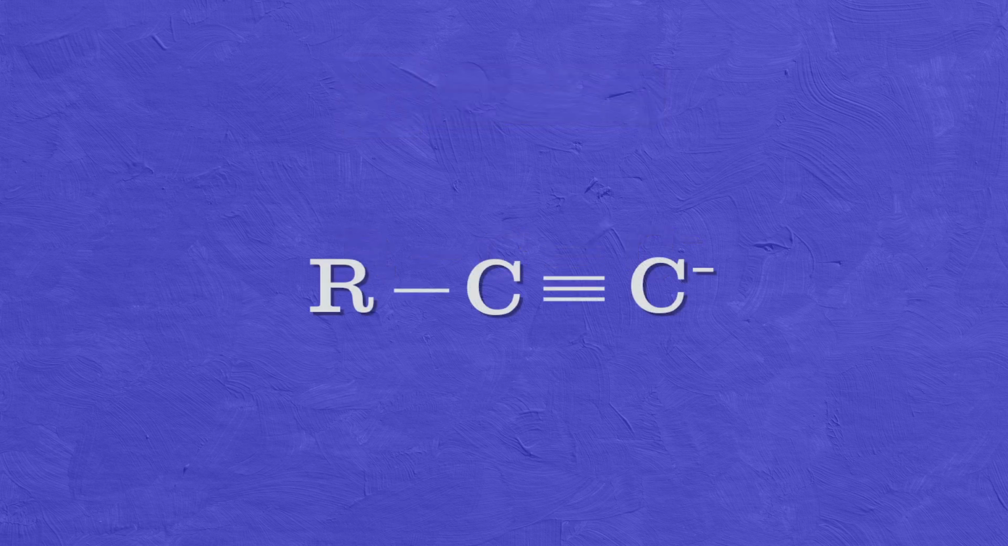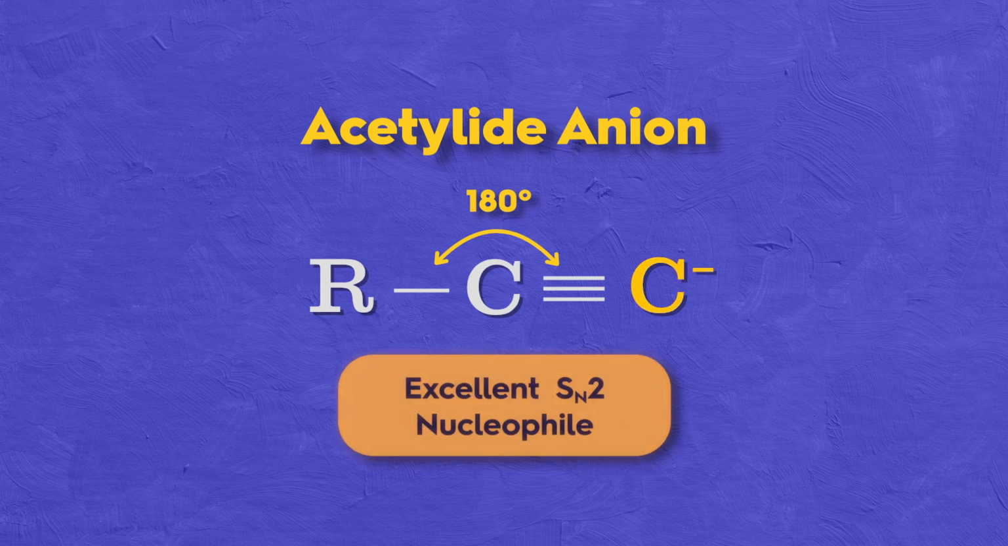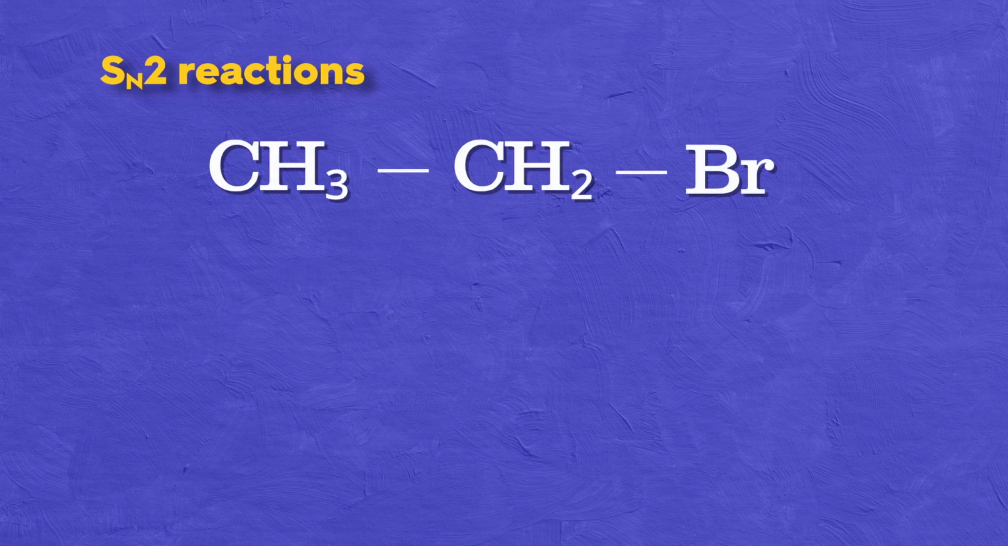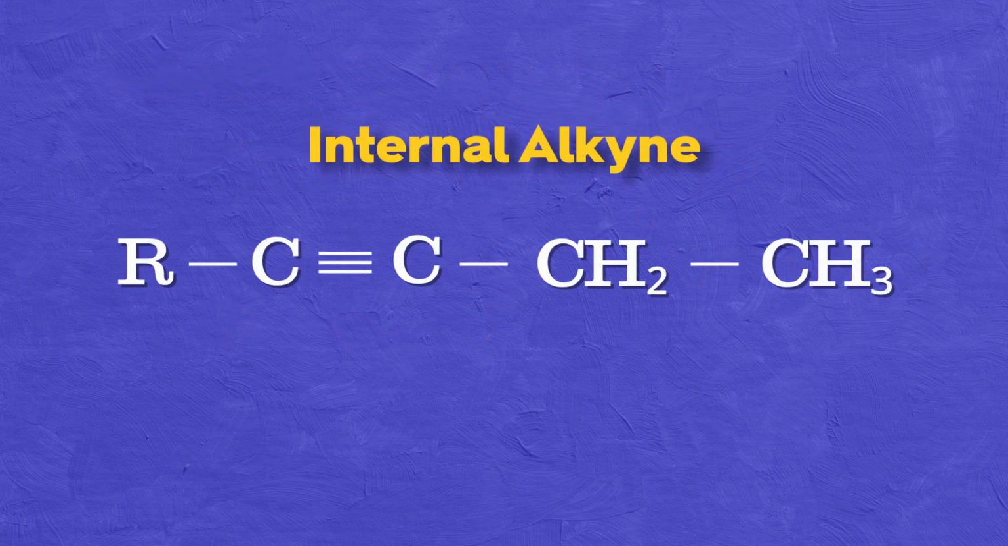Once formed, the acetylide anion has unique reactivity. Because it is linear, highly basic, and its negative charge sits on carbon, it acts as an excellent SN2 nucleophile. This brings us to our first application, substitution. In SN2 reactions, the acetylide anion attacks a primary alkyl halide, like bromoethane, from the backside. Bromide leaves, and the result is a larger internal alkyne.